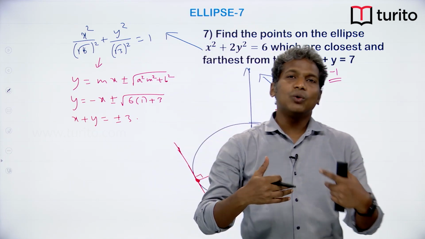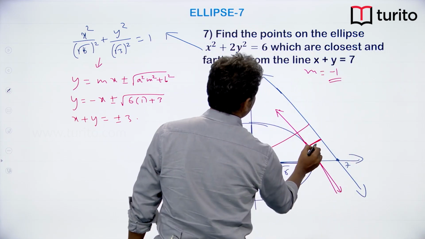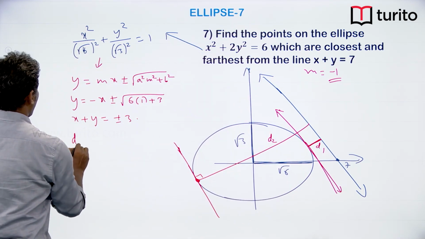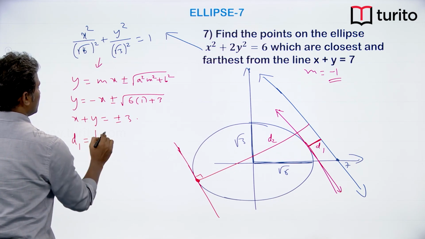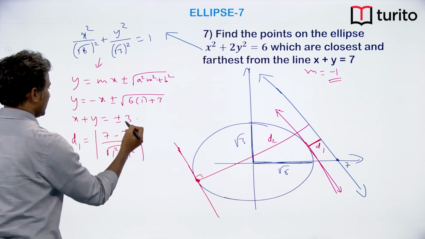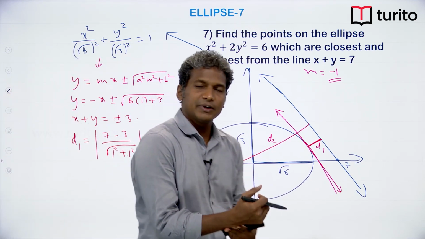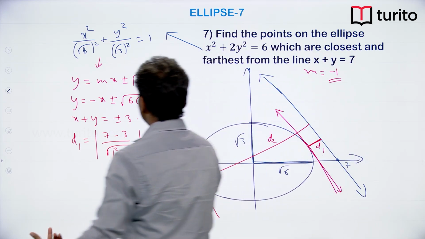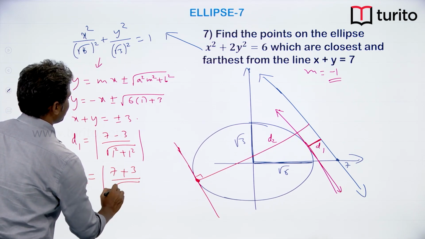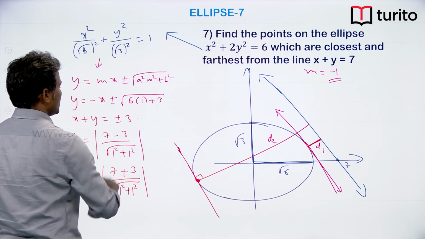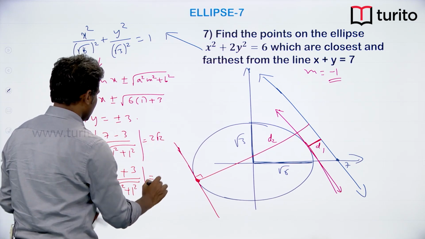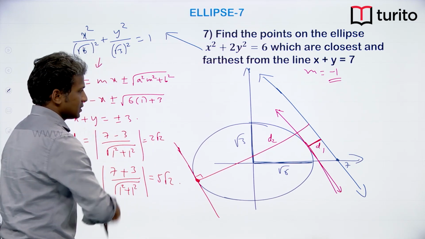So, if I am interested only in the distance, let us take this distance as d1, this distance as d2. So, our d1 will become mod of 7 minus 3 by root of 1 square plus 1 square. How did I apply this formula? It is basically the distance between parallel lines formula. And similarly, d2 can be calculated in a similar manner, but with plus sign. So, you know what these values are going to be. This is 4 by root 2, so that means it is 2 root 2. This is 10 by root 2, which is 5 root 2. So, we got the distances.